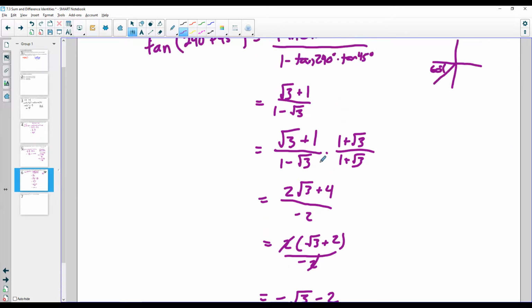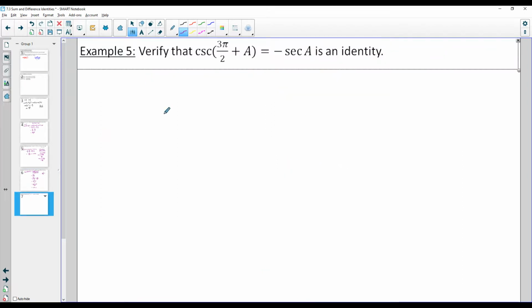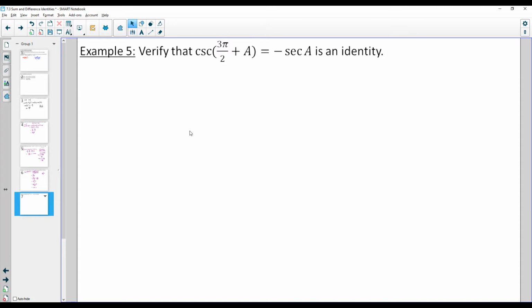Again, that's all just algebra. Really the new part is this, and maybe remembering to multiply by a conjugate to rationalize might just be a little reminder. But now what I think is the fun ones is verify that this identity is true. Again, probably going to be working with the left side because it seems a little more complicated. And what can I even do to it?